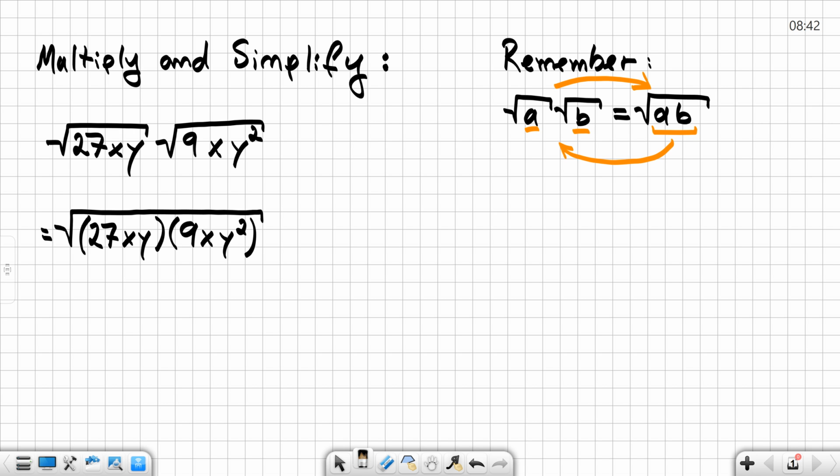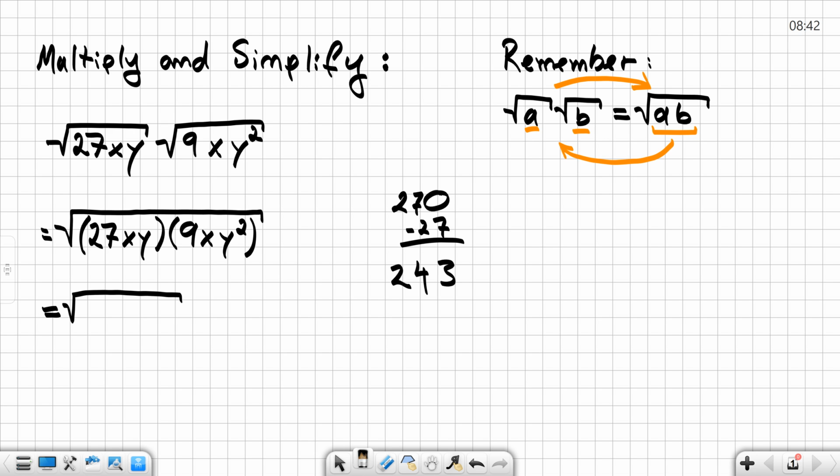9 times 27. My goodness, let's have a look. 10 times 27 would be 270. But I had only 9 times 27, so I have to subtract 27 again. And that will then give me 243. Please correct me if that's not right. 243 plus 27 is 270.